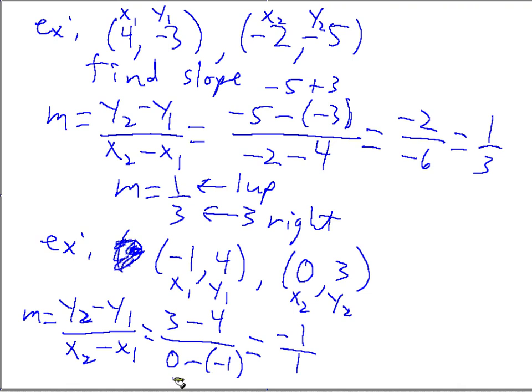This is 0 plus 1, right? This is essentially 0 plus 1 down here, all right? So the slope of this line will be what? Now, negative 1 over 1, yes, that's a fraction.